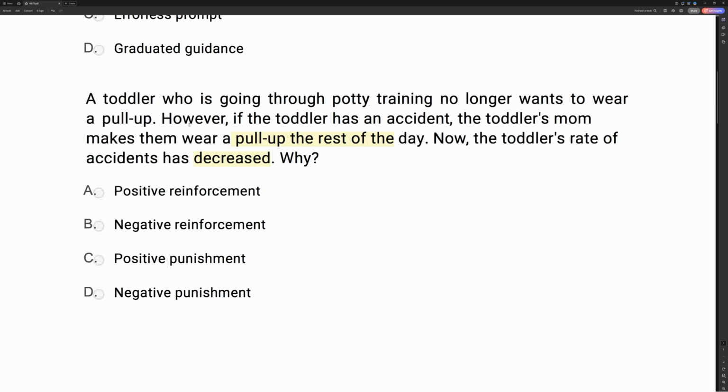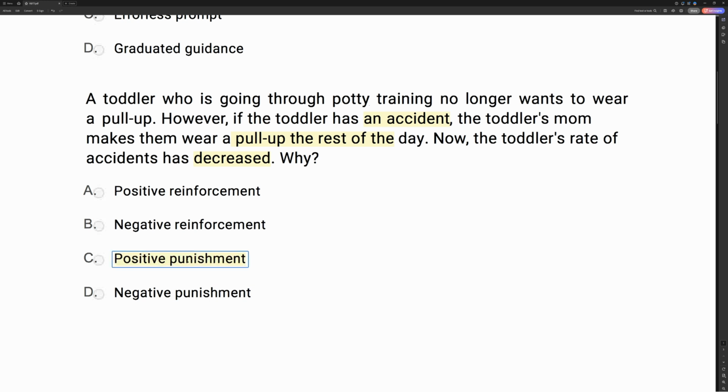Well, we know the toddler's mom is adding the pull-up as a result of the accident. So when we add something, is that positive or negative? That's positive. Negative, we're taking it away. So we're adding something that's decreasing behavior. It has to be C, positive punishment.